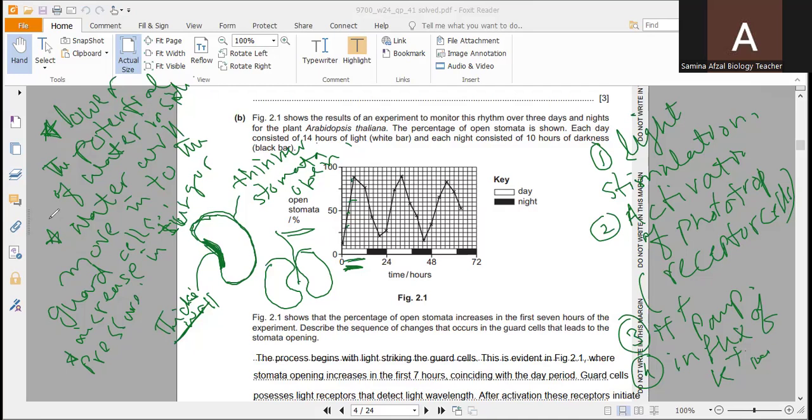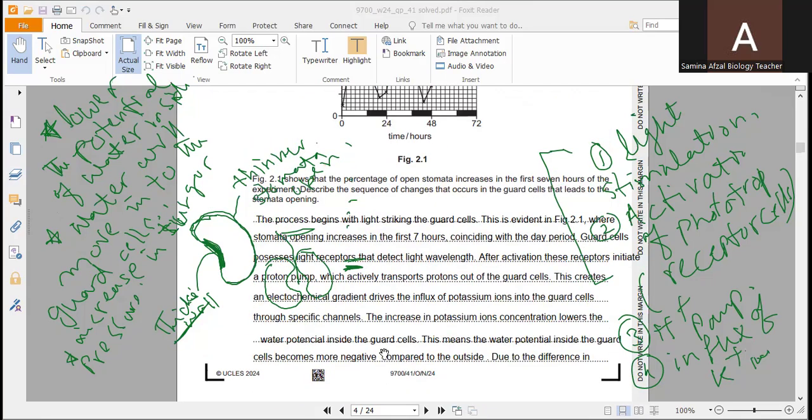So this indicates that the guard cells are actively undergoing the sequence of changes described above in response to light. So all these changes will take place, and this process will allow gas exchange. And when gas exchange is there, photosynthesis will occur during the day. The whole process I have explained, I have written for you. You can read it.